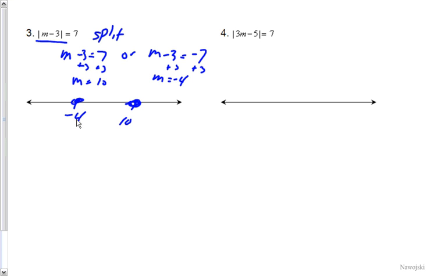So you have two possibilities. And if we check them, -4 minus 3 is -7. The absolute value of -7 is 7. 10 minus 3 is 7. The absolute value of 7 is 7. Okay. So you can see we have no problems there.